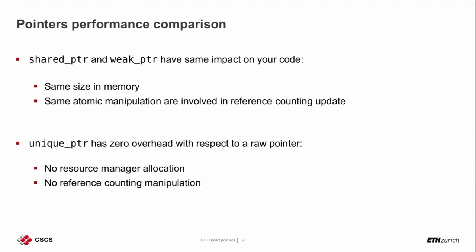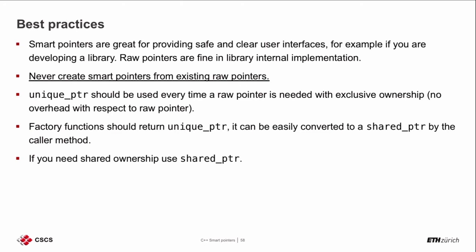The big difference in terms of performance is with respect to the unique pointer because, as I said, there is no overhead with respect to a raw pointer. There is no resource manager allocation and you also don't have this update operation for the counters. So it is just a raw pointer that gives you automatic management of the memory. So if you need just a unique ownership, this is the right choice.